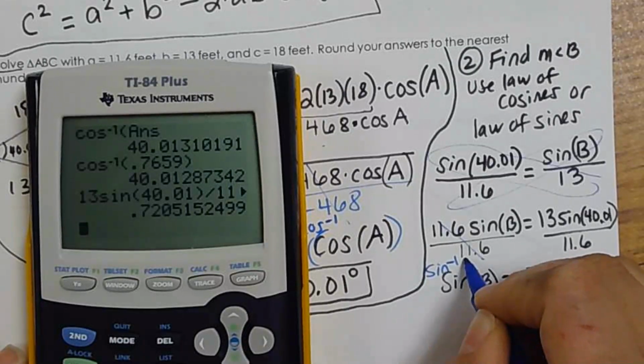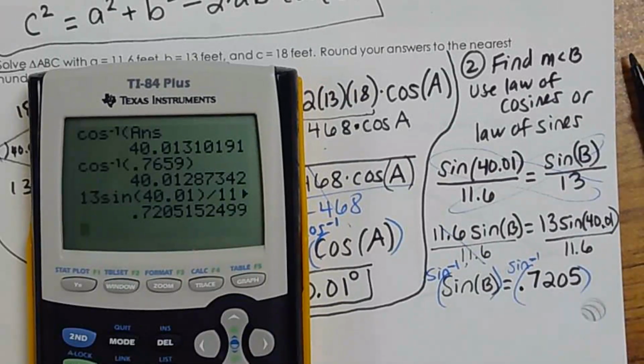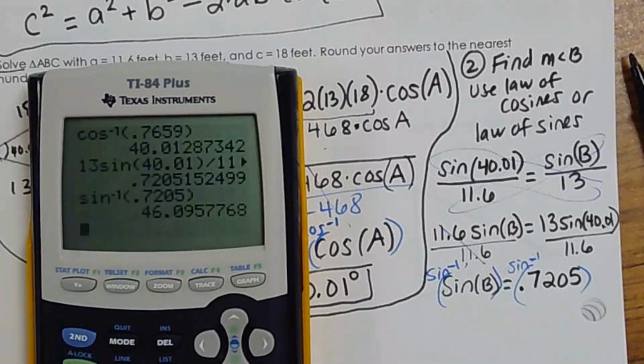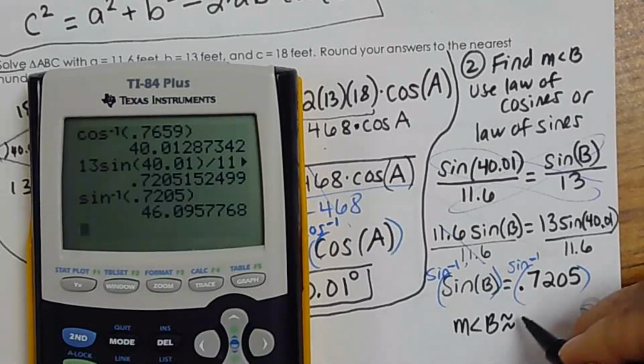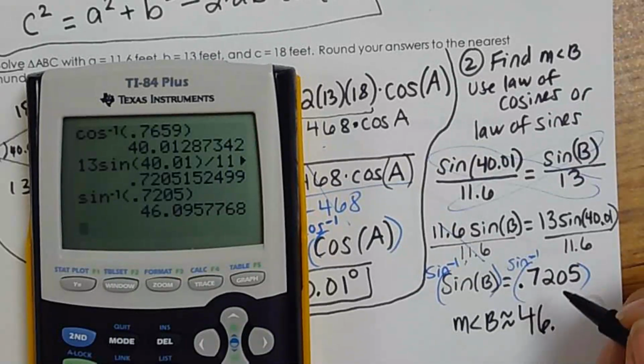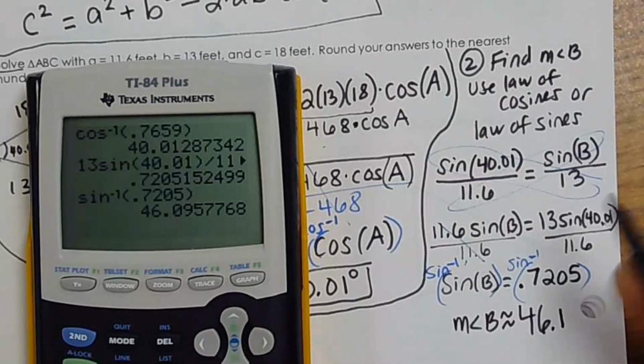of both the left side, and type it in to the right side. So sine inverse, second sine, 0.7205, or you can use the previous answer, and we can round this to the measure of angle B is approximately 46 point, that's going to round up to 1. Because the 9 can't stay 09, and I know that's only tenths, so if you want to write 0 after you can, or just leave it 46.1. But that would be the measure of angle B.